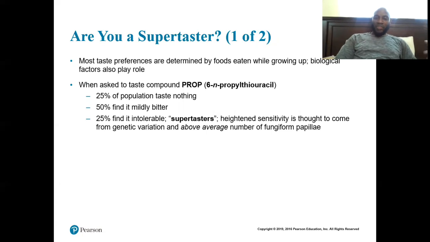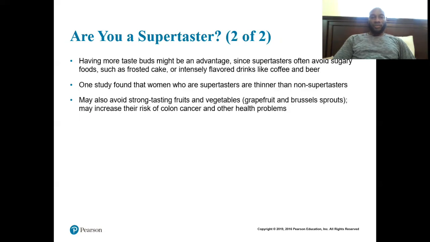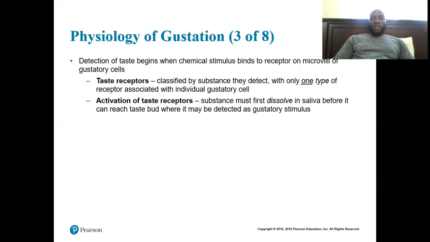Super tasters are people who have a heightened sensitivity, and it's thought to be something that's genetic. They have an above average number of the fungiform papillae, those taste buds, on their tongue, towards the anterior portion of their tongue. All right. Let's continue with the physiology of gustation.